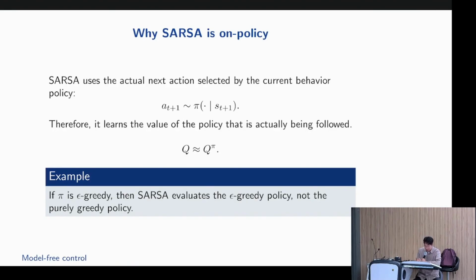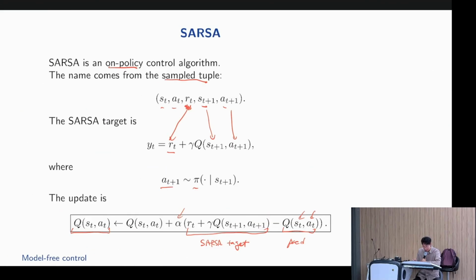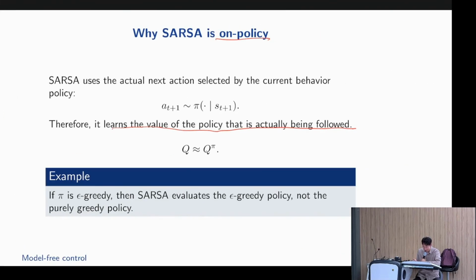So what I mean by on-policy is that it learns from the value of the policy that is actually being followed. Here, we collect the data by following the given policy pi. So if you update your values based on the given policy, then this is called an on-policy algorithm.